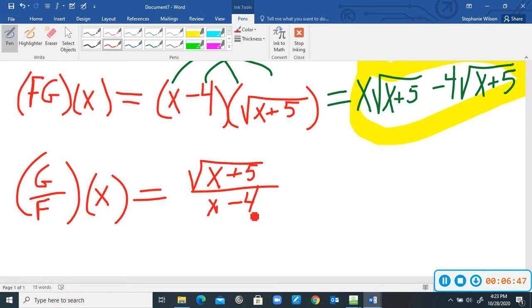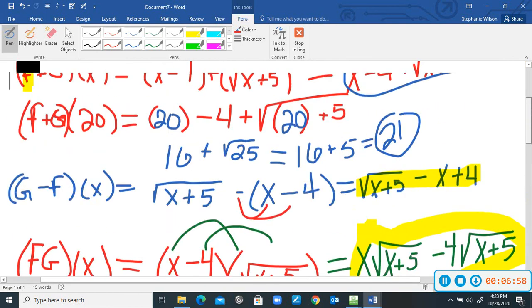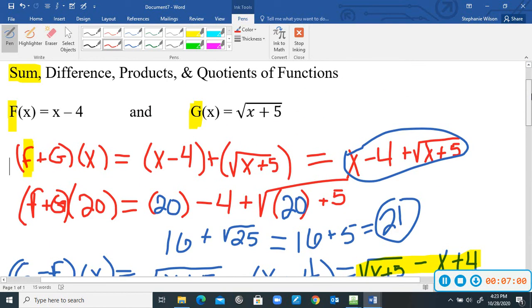So this is the sum, the difference, the product and quotient of functions. So make sure that you understand how to apply those rules, and then if you're given a value for X, to plug in and solve for it as well. Thank you.